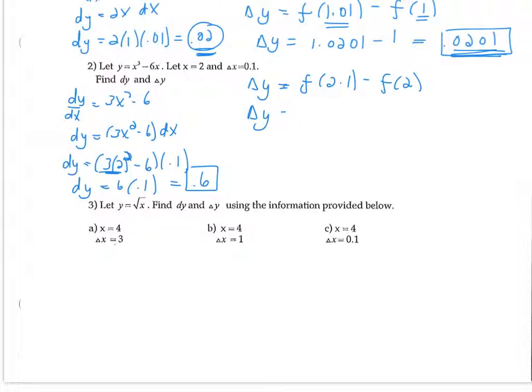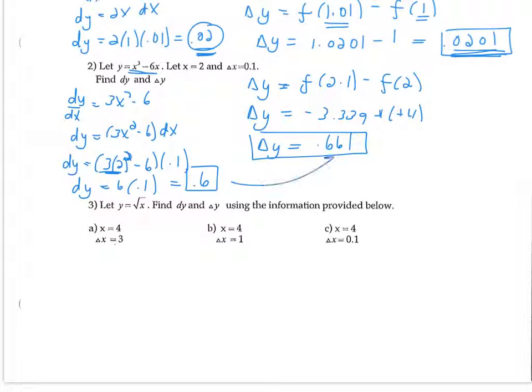So delta y, if I jump to my calculator, if I plug 2.1 in here for x, everywhere I see an x, we would get negative 3.339 minus f of 2, which happens to be negative 4. But since we're subtracting a negative, that's the same as adding a positive, and we would end up with delta y is equal to 0.661. And again, you can see that dy is a good approximation of delta y.